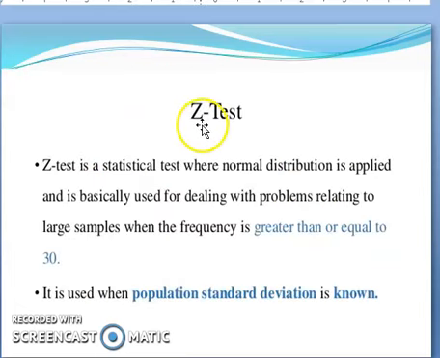Now the last one is the Z test. The Z test is a statistical test where the normal distribution is applied, and it is basically used for dealing with problems relating to large samples, when the sample size is greater than or equal to 30. It is used when the population standard deviation is known. So this is about the Z test.